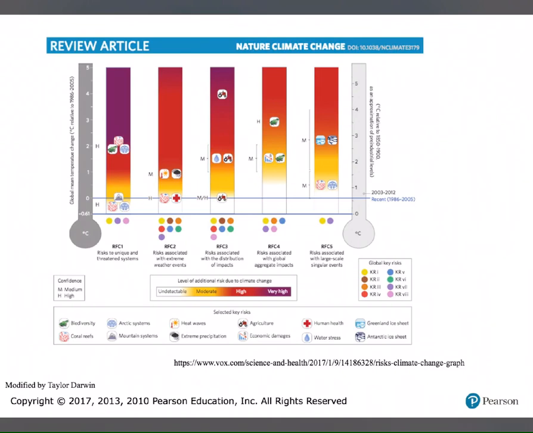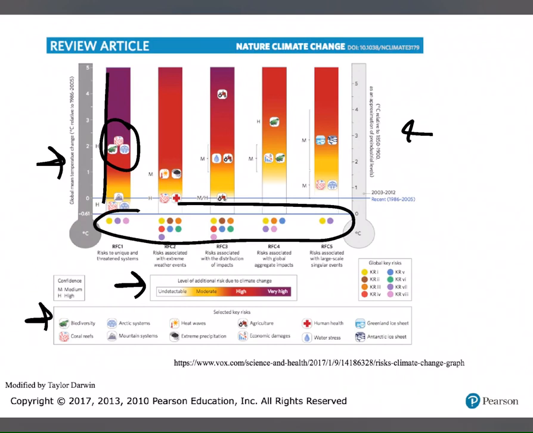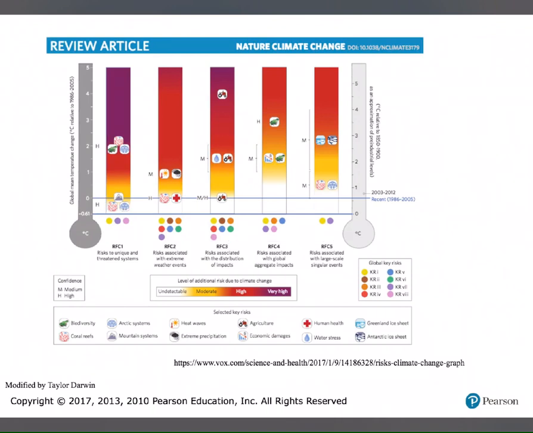They've got risk due to climate change. The color represents something. And then they've got it additionally on some thermometers. And then they've got all these little icons. But then they've got other icons down here. There's just a lot going on here. It's really hard to read. So it's just too many scales to look at.